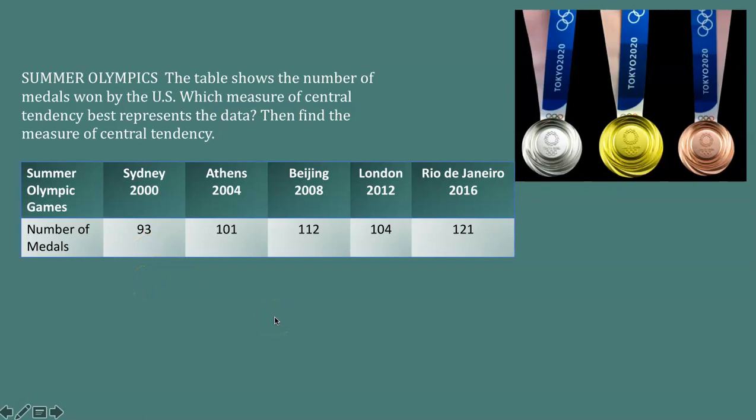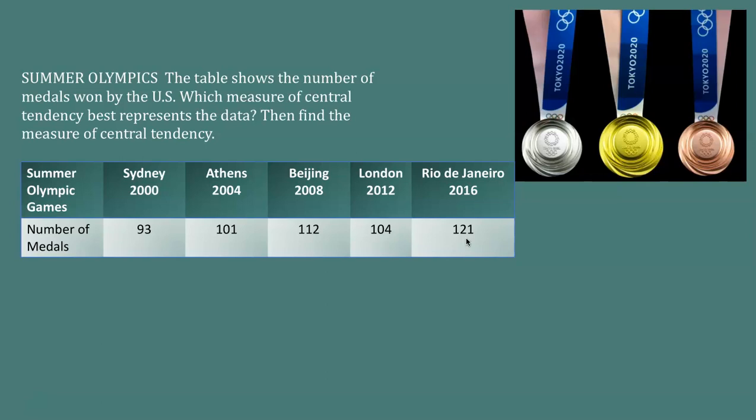Now we need to think about what type of central tendency would be best to use. Is it the mean, the median, or the mode? First, when you look at a set of data, it's not really like there's a wrong answer. You could make an argument for using different measures of central tendency, but let me work through some reasoning to explain the measure of central tendency that we're going to use for this data set. First, I noticed that when I read the numbers 93, 101, 112, 104, 121, there was not a copy of any of the numbers. So I wouldn't use the mode.